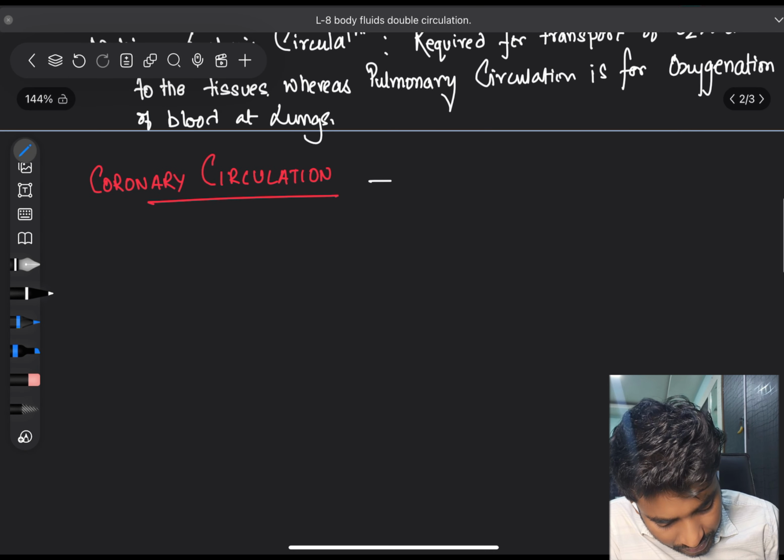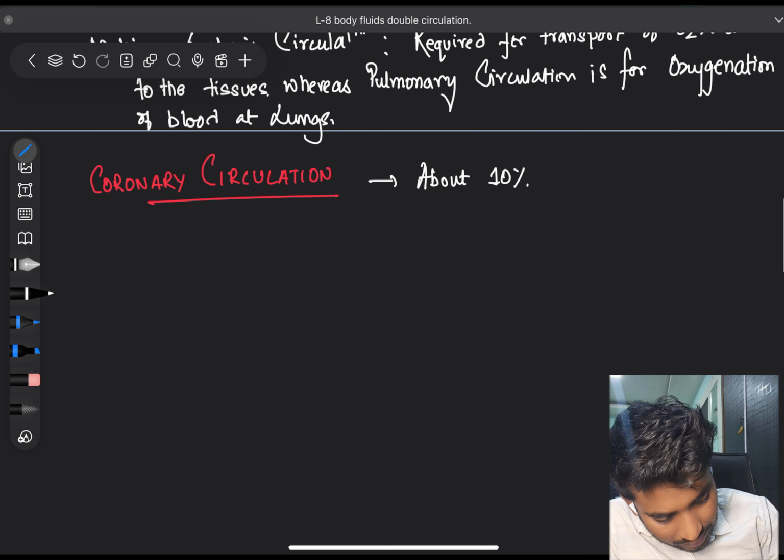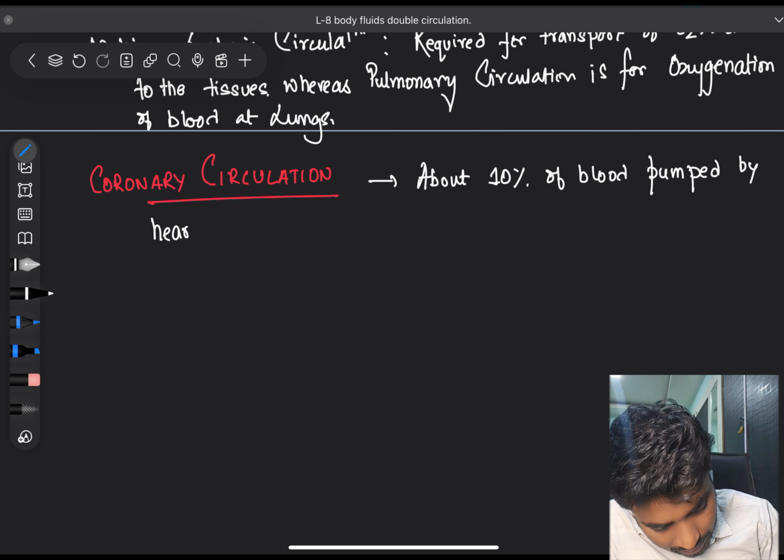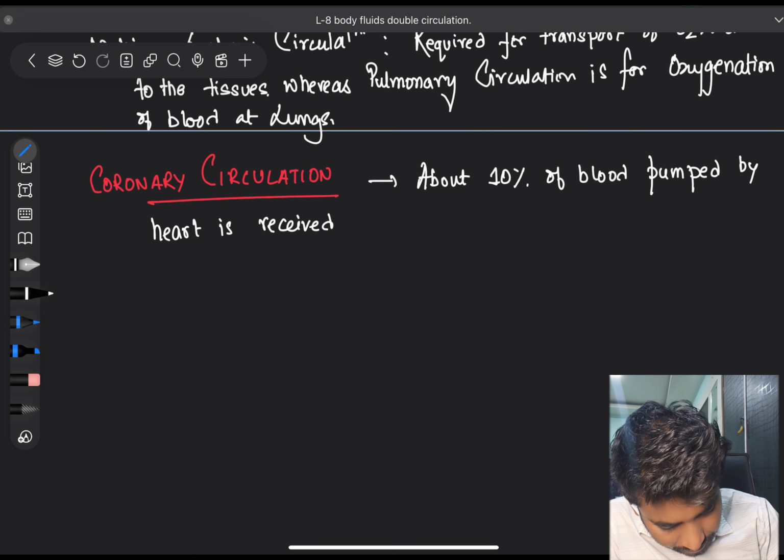So what is coronary circulation? About 10% of blood pumped by the heart is received by the heart.